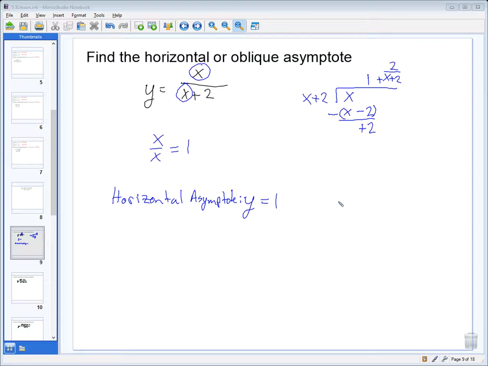Because I'm just finding the horizontal asymptote, I do not even need the remainder, so I don't have to find this much. All I need to find is this much. So x plus 2 into x goes in one time with a remainder, so my answer is y equals 1.